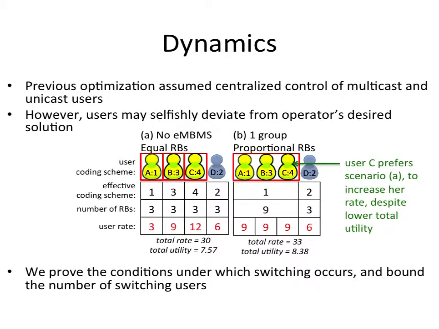Let's return to our toy example to see how this works. In scenario B, user C receives a rate of 9 when she is part of the multicast group, versus a rate of 12 when she was a unicast user in scenario A. She will prefer scenario A to maximize her rate, at the expense of global utility. In our work, we generalize this toy example and improve the conditions under which users desire to switch, and we also are able to bound the number of switching users.